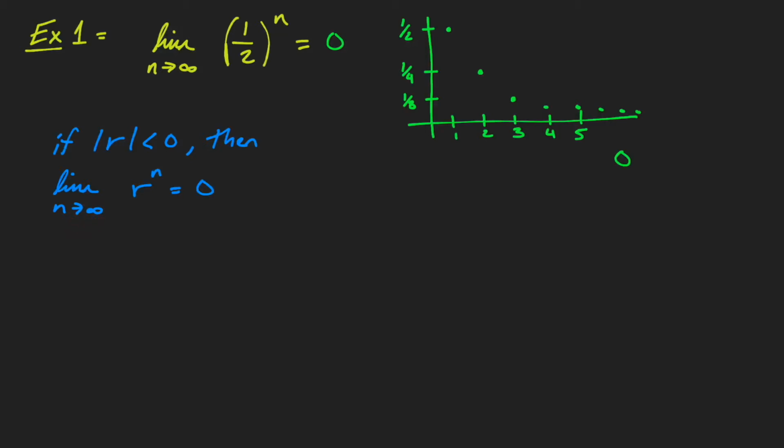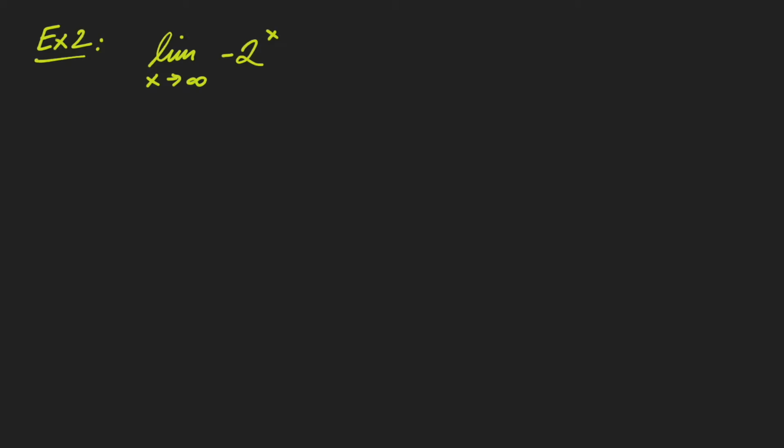Alright, now let's look at another problem. For example 2, we're looking at the limit as x approaches infinity of -2 raised to the x. Take a moment to attempt this, but before you do, remember that this negative is outside what's actually being raised. So be careful what your values will be as you start plugging in, and think about how infinity, as x approaches infinity, would treat this function and what the output would be.